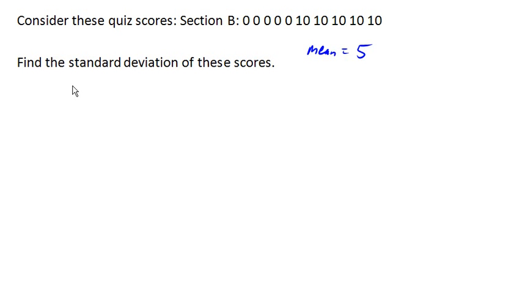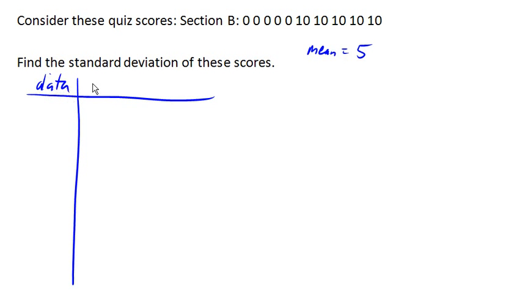And so what we're going to do here is look at our data and then the deviation. In other words, the difference between the data and the mean. How far each of my data values is from the mean. So for this data set here, let's see, we got 0, 0, 0, 0, 0, 10, 10, 10, 10, 10.